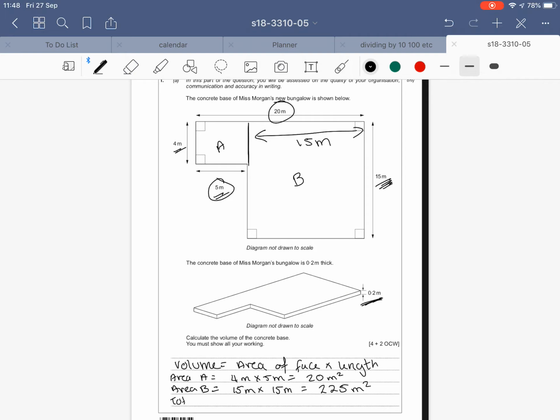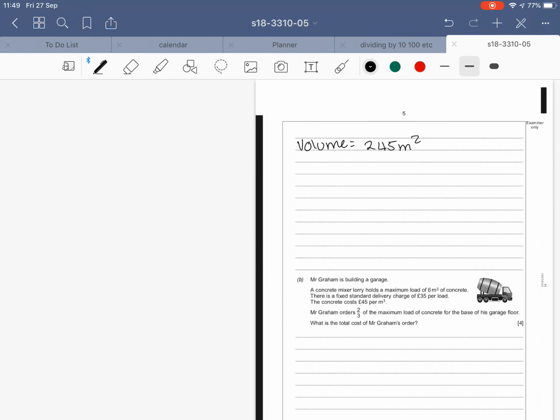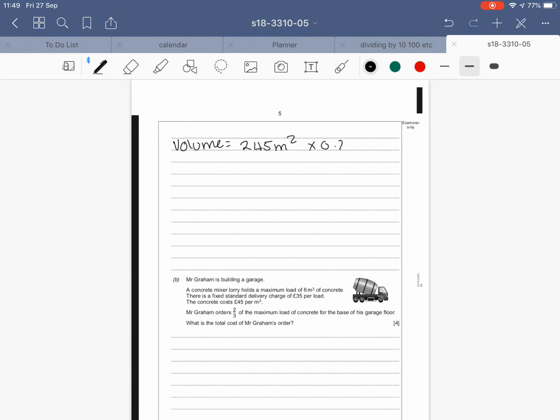I can then add them together. So I'm going to do 20 metres squared plus 225 metres squared, which is 245 metres squared. I'm just going to go on to the other side to do my next working. So for volume, I'm going to do that area, which I've just worked out, times 0.2. So my volume is going to be 245 metres squared. That was our number, wasn't it? Yep, 245 metres squared times 0.2 metres, and we should end up with 49 metres cubed. And that is the volume of the concrete base.